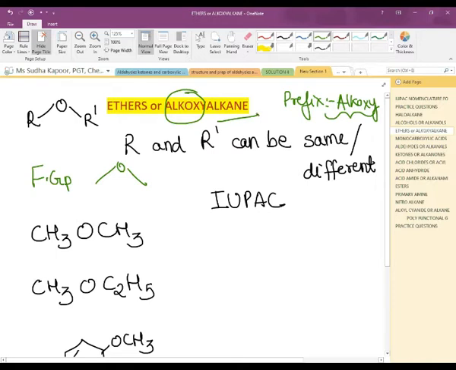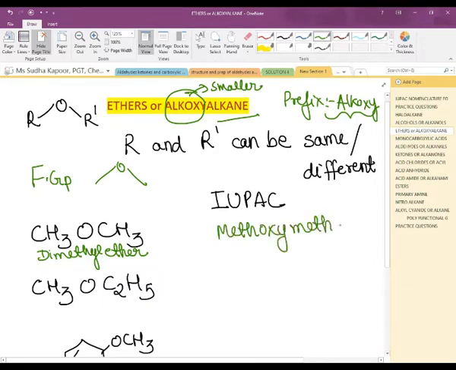So when we are talking about CH3OCH3, the common name is dimethyl ether, but in the IUPAC system, one part is known as alkoxy and the other is known as alkane. Always remember, the smaller alkyl is called alkoxy. So in this case, both the alkyl parts are the same. So we will call it methoxymethane.